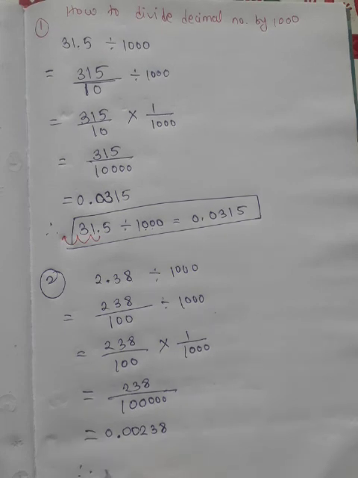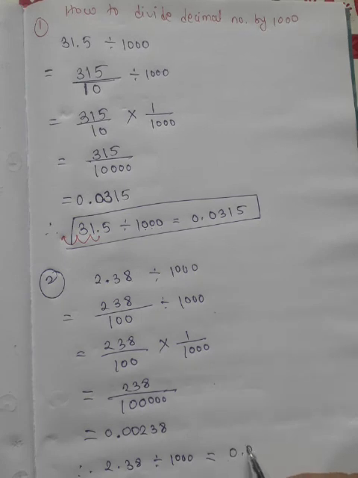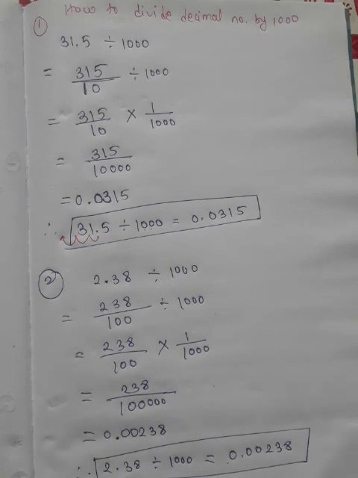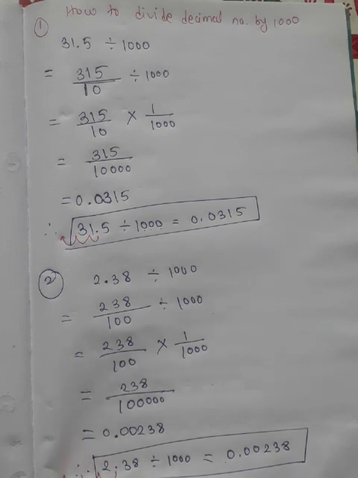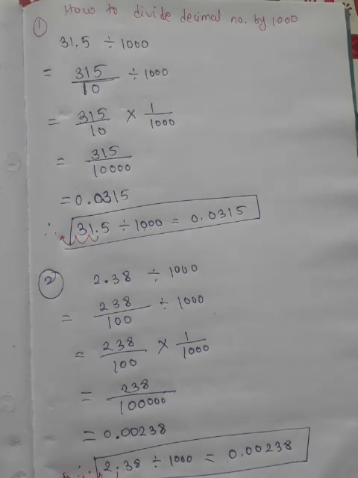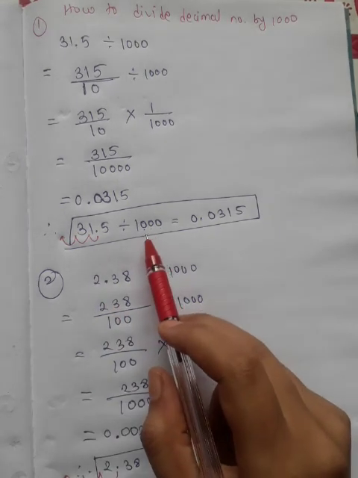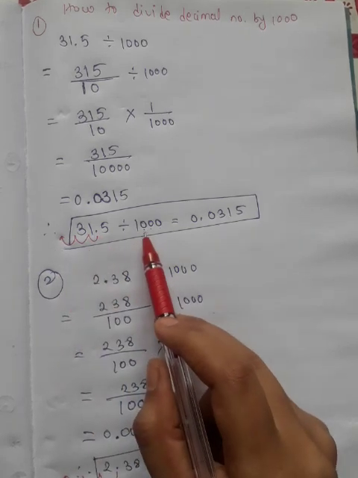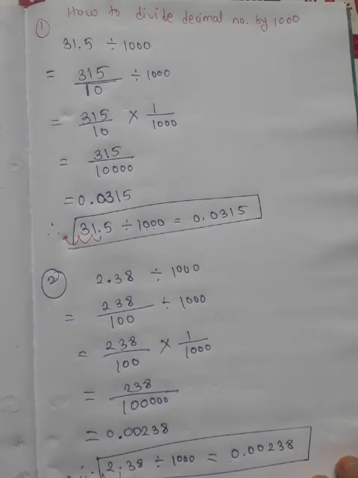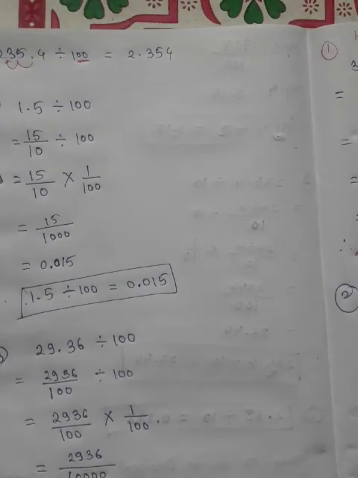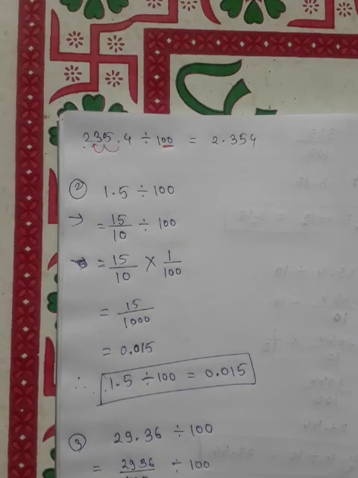So we get the answer: 2.38 divided by 1000 is nothing but 0.00238. And in this example, see that the decimal point is moved towards the left by 3 digits, 1, 2 and 3: 0, 0 and point. Means whenever we divide any decimal number by 1000, the decimal point moves towards the left by 3 places, and if there is no digit, write 0. So like this you can divide any decimal number by 10, 100 and 1000.